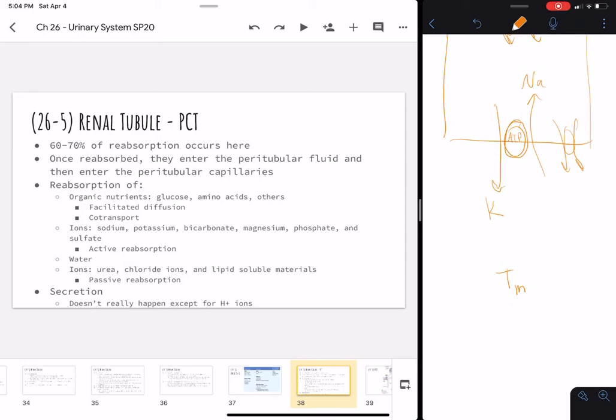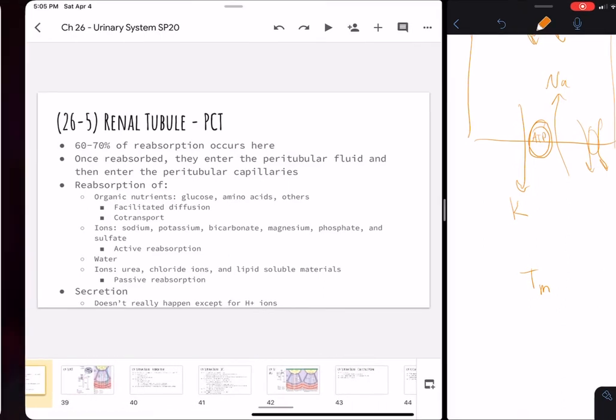So glucose usually gets co-transported with sodium. Amino acids usually get co-transported with sugars. So there could be transporters that are shuttling amino acids and glucose as well. Ions, this is active reabsorption. So they are going against the concentration gradient, with ATP helping. And then passive reabsorption, we're just going from a high to a low concentration. Secretion in the PCT doesn't really happen here except for hydrogen protons, and that's the only one that we mentioned in our diagram as well.